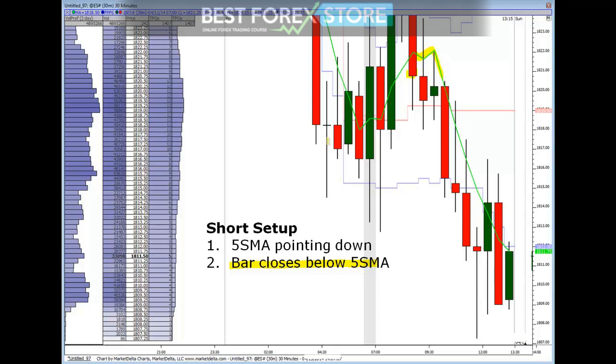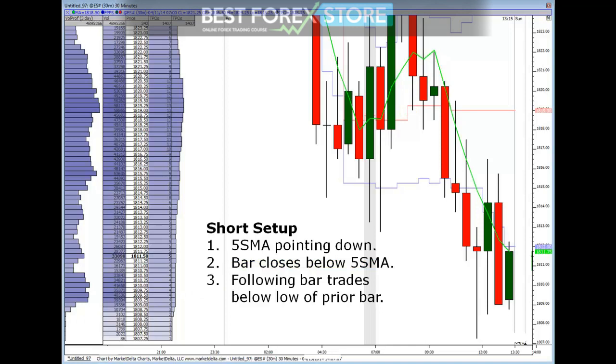Okay, well, this is the first bar that closed below my SMA, my 5 simple moving average. Now, I want to wait for another bar to come and take out the low of this bar, at which point I will begin to think about my short entry, or I should take my short entry.